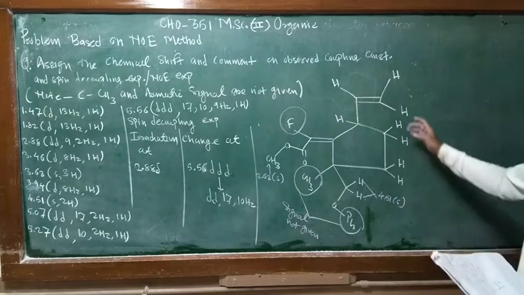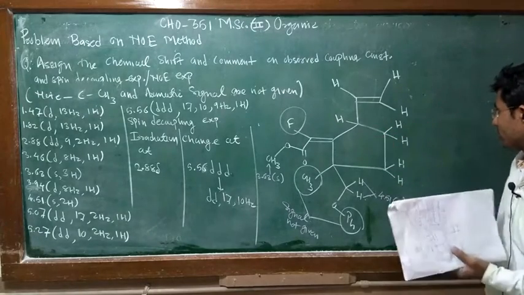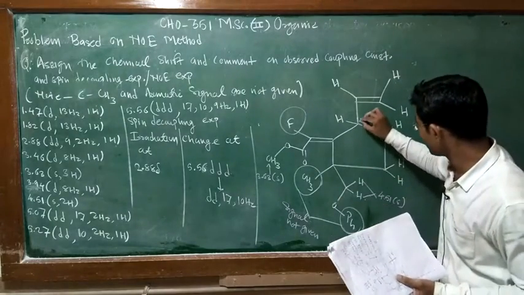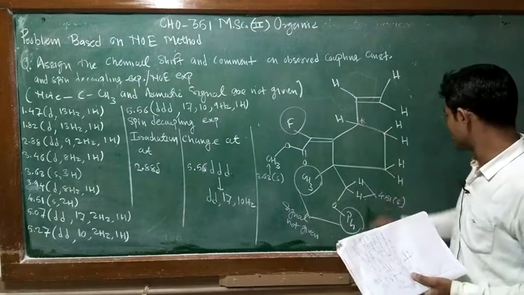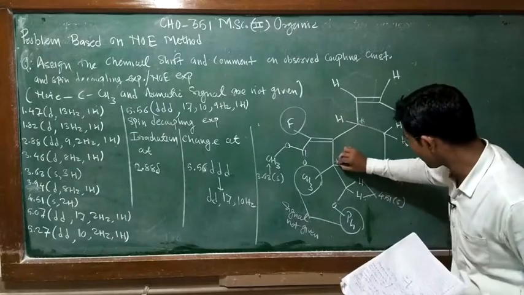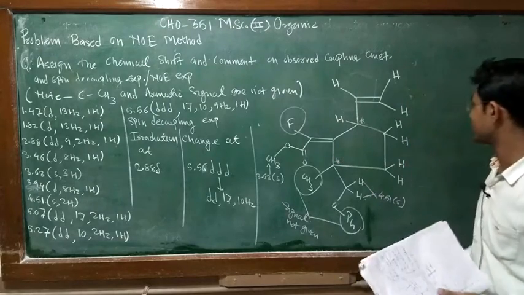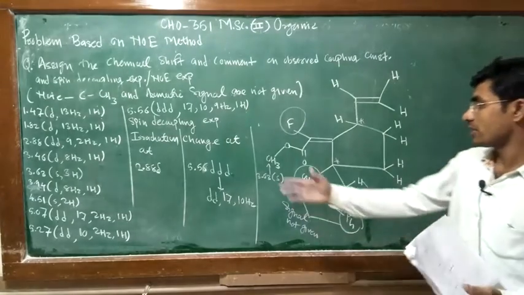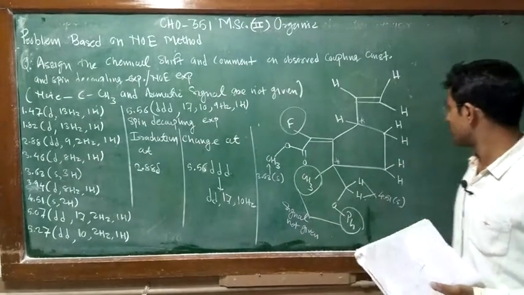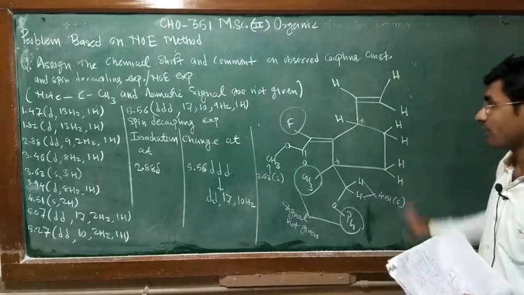So these 2 protons are diastereotopic, because this is the chiral carbon at this position. In the same way, this is also a chiral carbon. So these two protons are also diastereotopic, so they show different signals here. Here the remaining signal is for one proton. So these two protons must be coupled to each other.